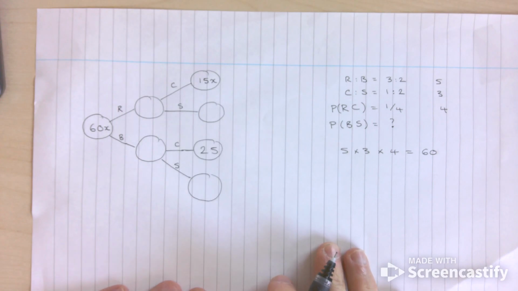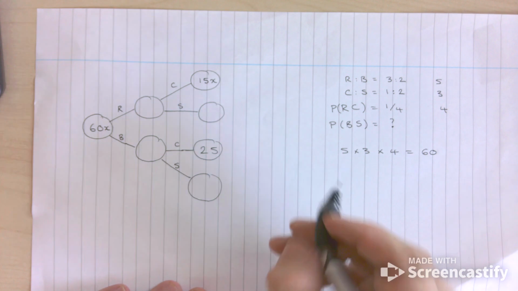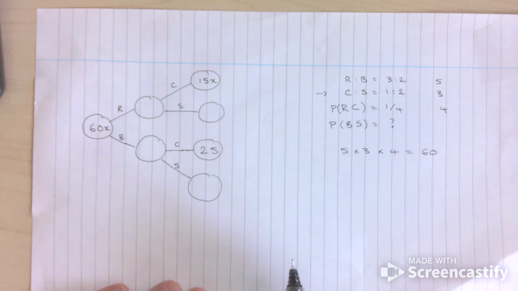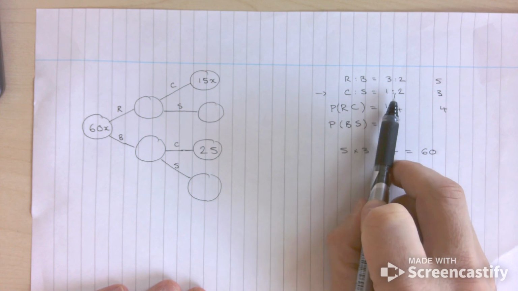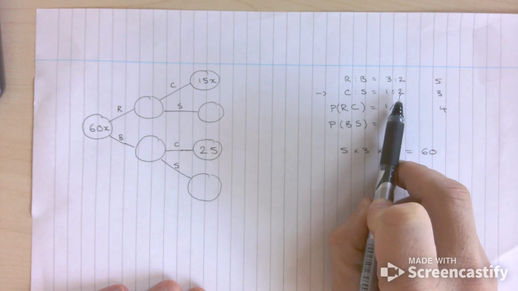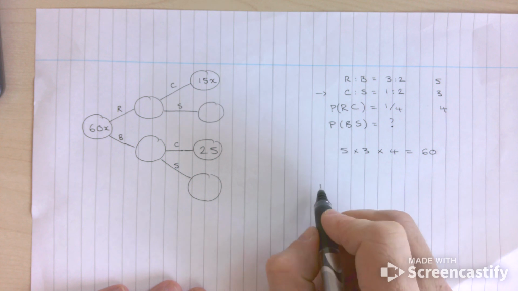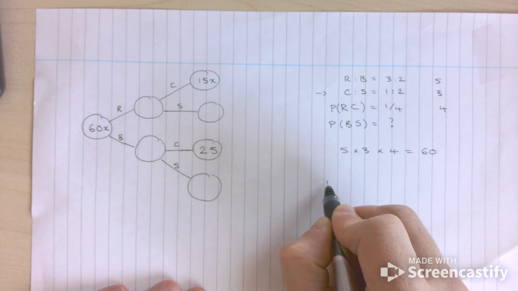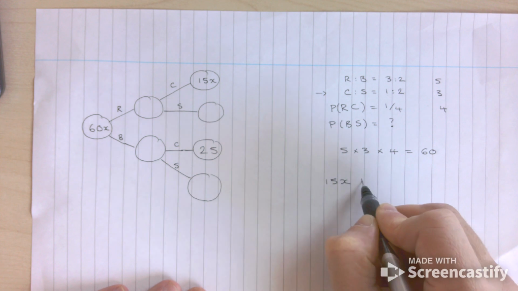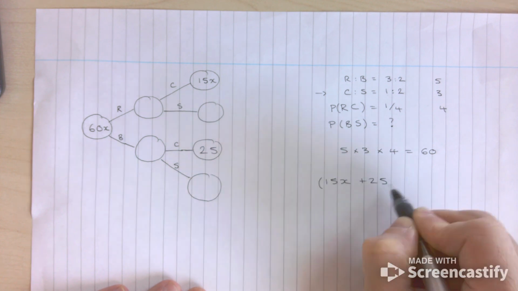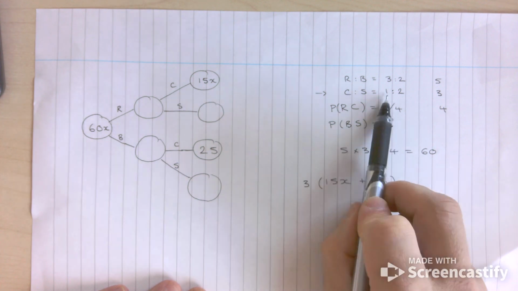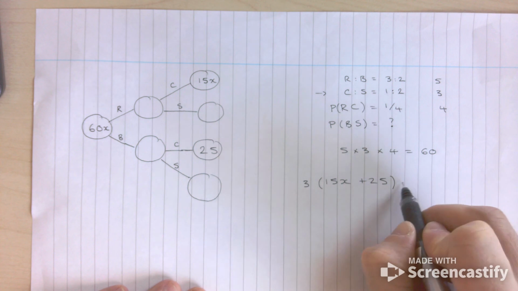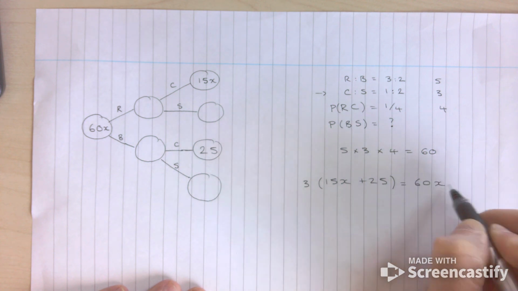And then we can use this information here, that the ratio of circles to squares is 1 to 2. So if one part is circles, there are 3 parts in total. So we can add the total circles together and times that by 3, and that should be equal to the overall total. So 15x plus 25, that's just the circles. Multiply that by 3, because there's 3 parts here. That should be equal to the overall total, which is 60x.